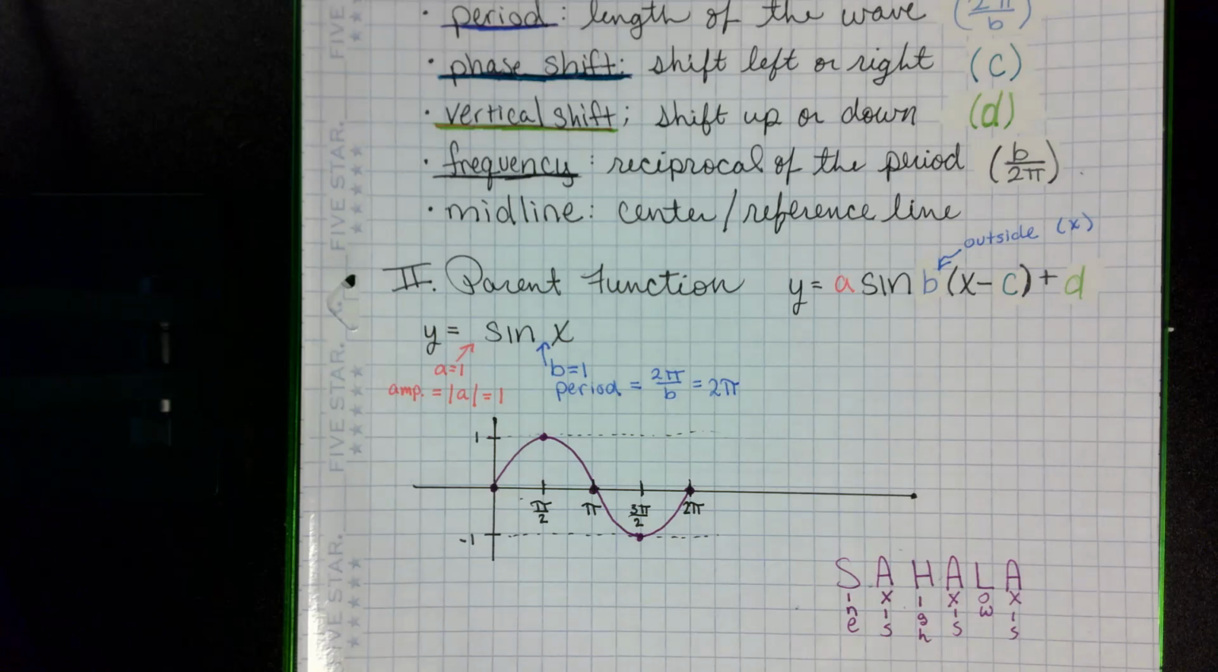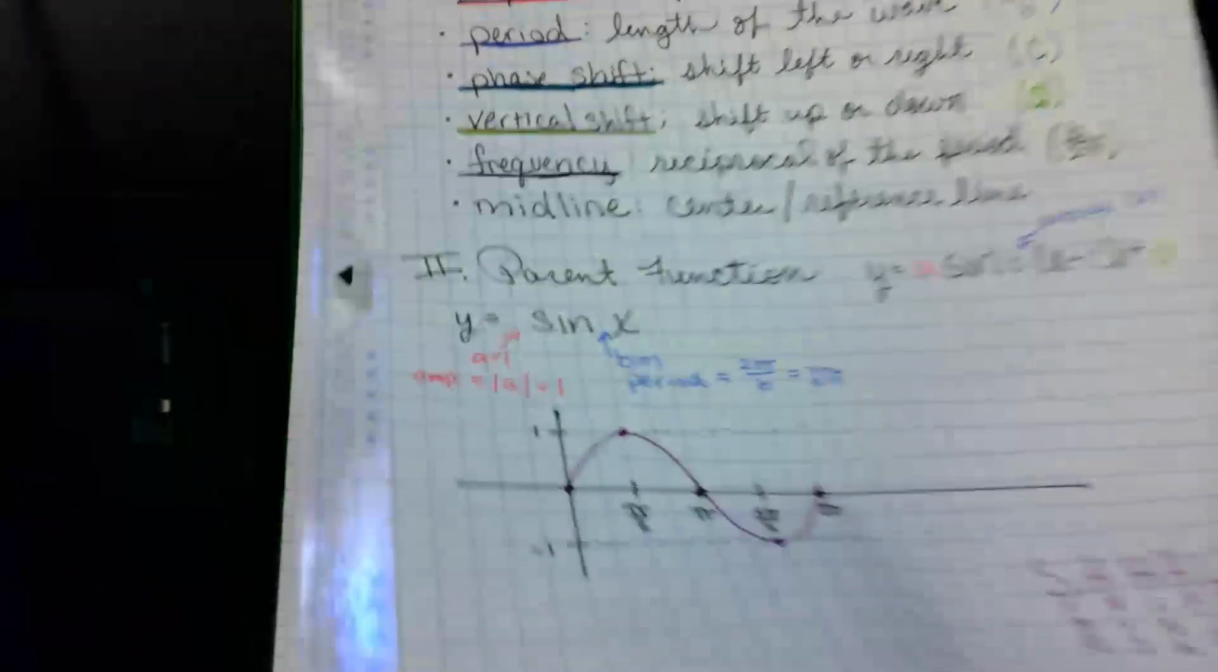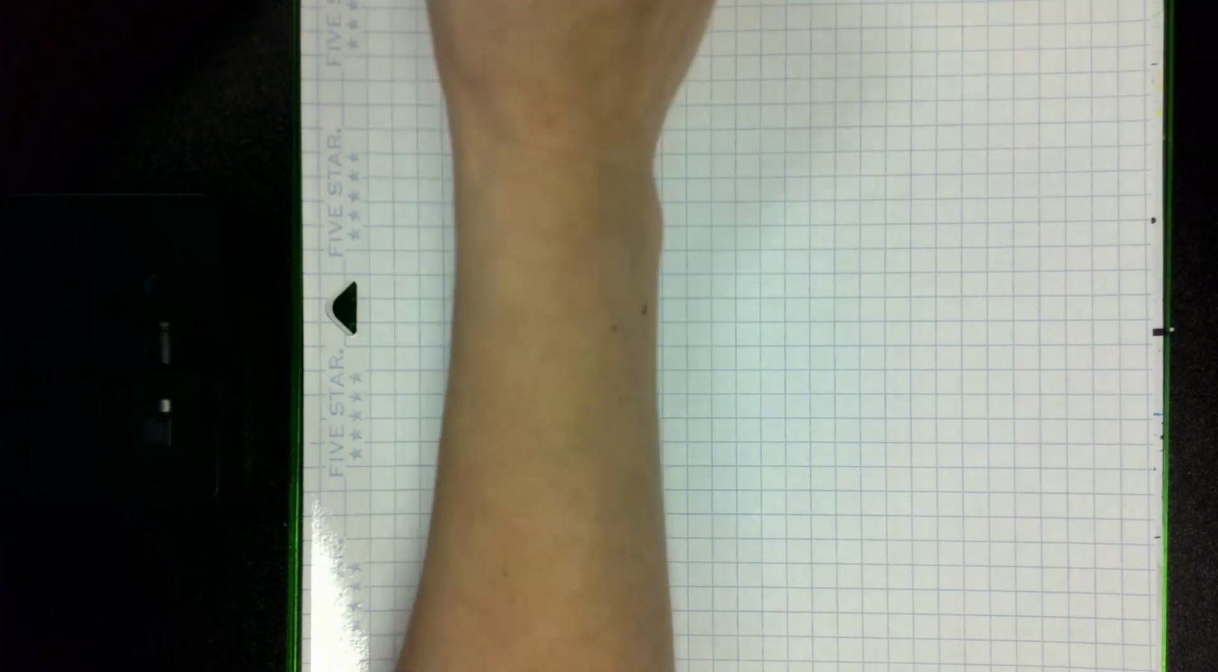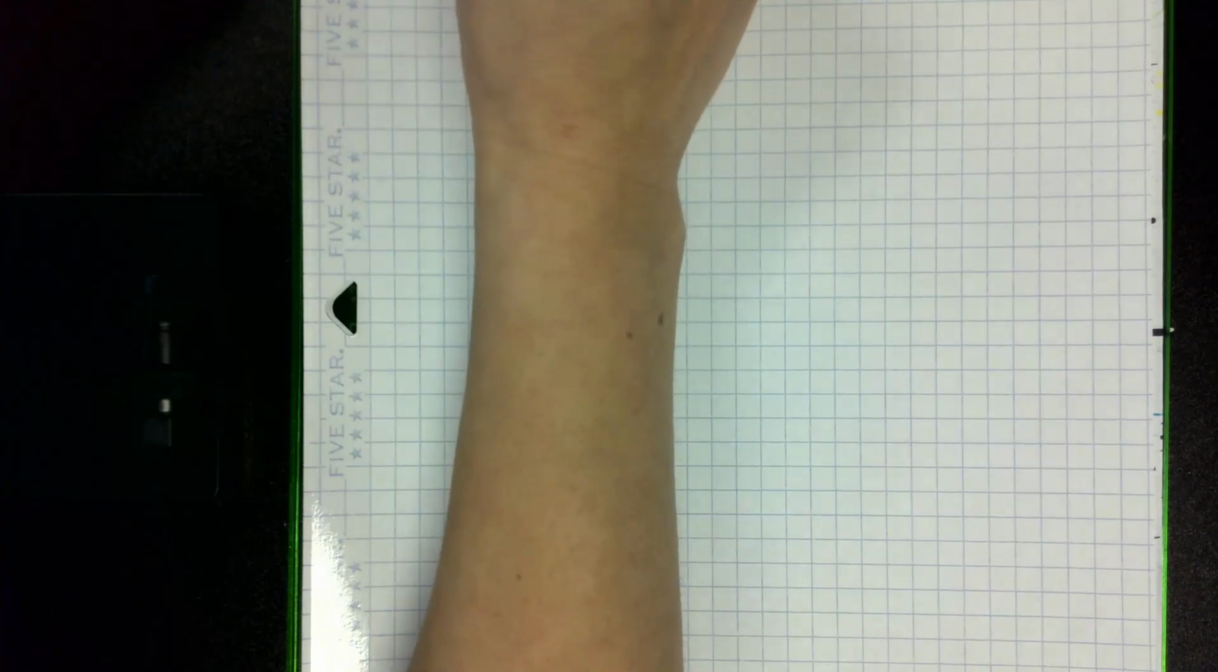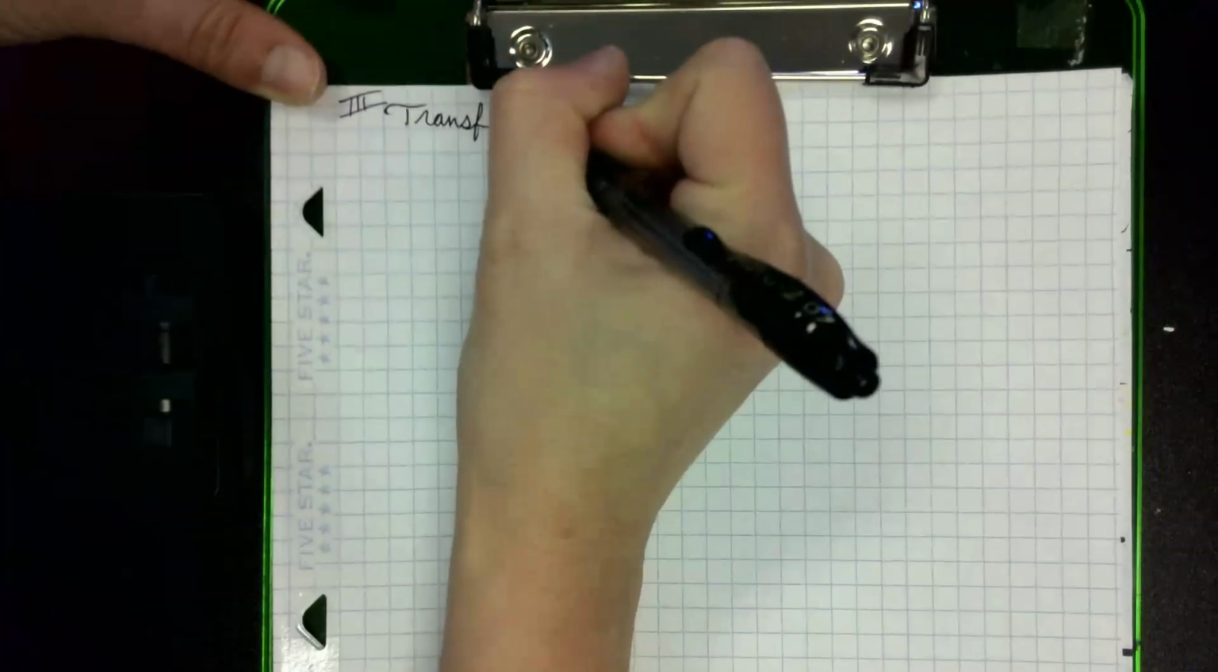Okay, so now I have 4 examples of transformations. And it uses this whole side of paper. So part 3 is transformations. Oops, you can't see what I'm doing.